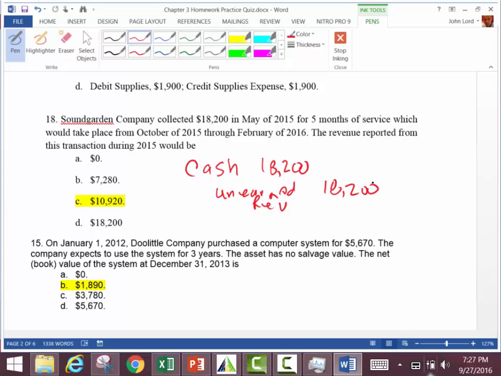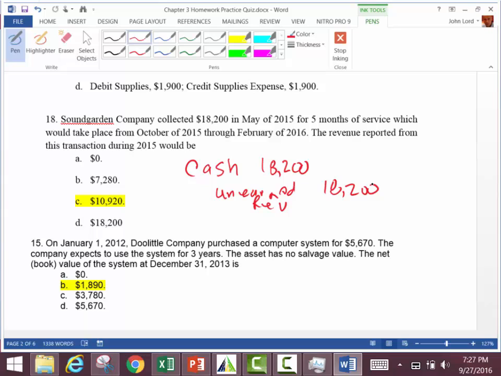What do we do in May? Put the money in our bank. Okay, I'm asking you. This is an accounting class. So we collect it, but we can't record revenue until we earn it, right? So the answer is nothing, right? We do nothing in May. I could ask what journal entry should be made in May, and the answer would be 0, wouldn't it?